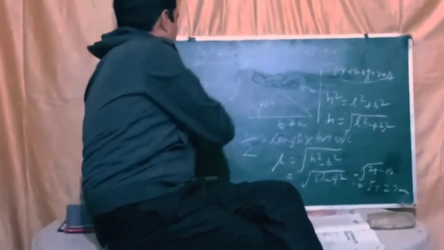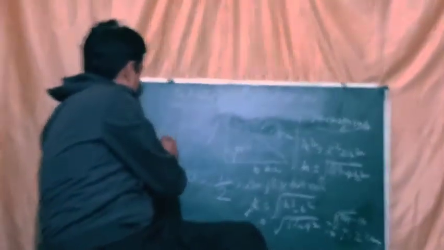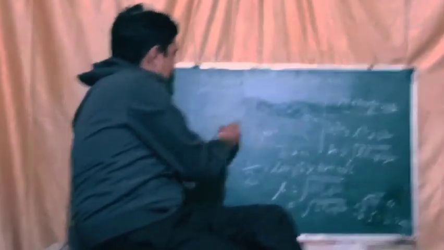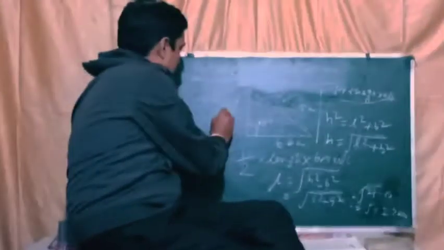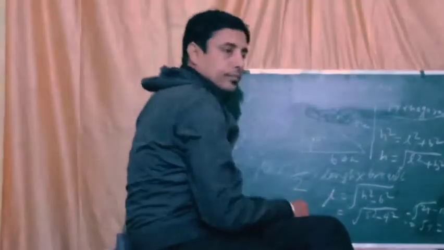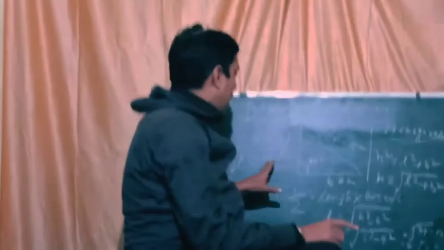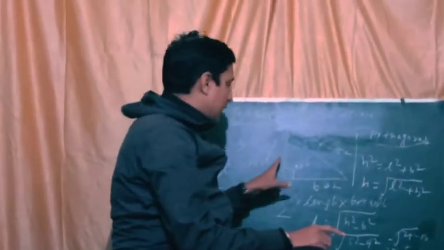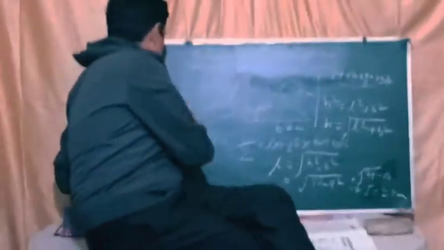Now, if you want to find the area of this triangle, then 1 by 2 into 3 centimeter into 4 centimeter. So it would be 6 centimeter square. Right? If the triangle is a right angle triangle, then this is how we calculate the area of that triangle.